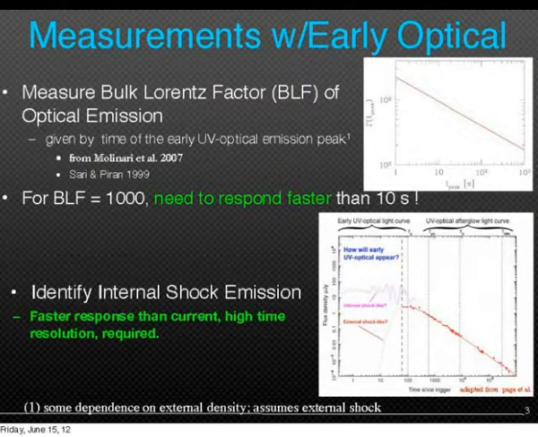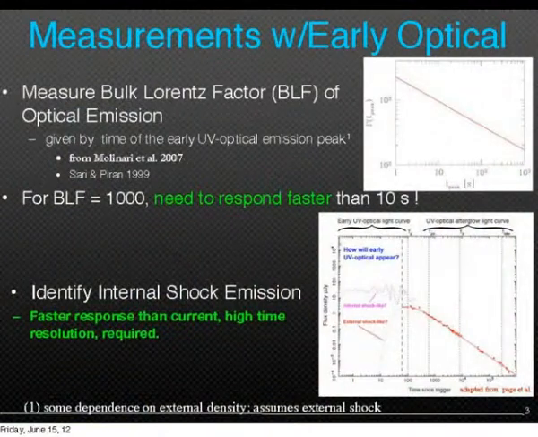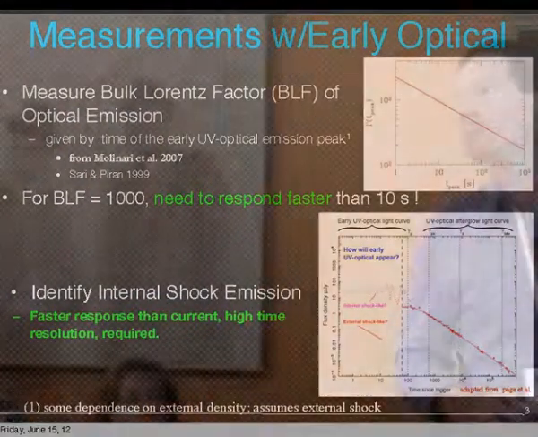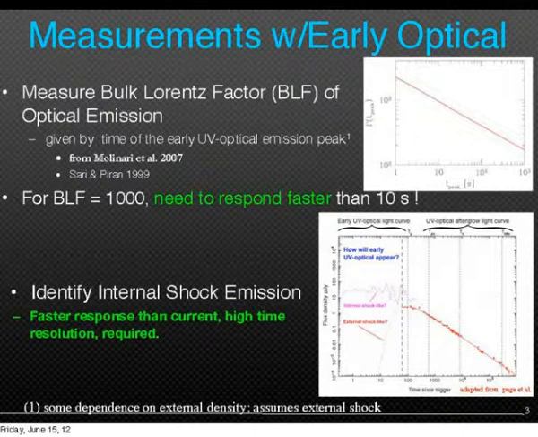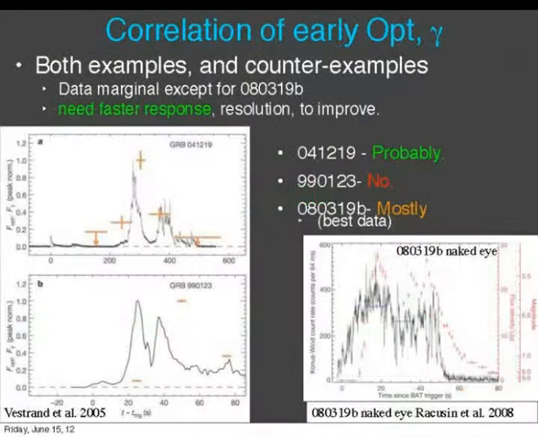For a bulk Lorentz factor of about 1,000, like the Fermi kinds of values, you need to respond faster than 10 seconds. Again, that's why we have this very fast response system. You can identify if the origin of the prompt optical emission is internal shock or not by looking at whether it looks like a gamma ray burst. Is it this very quick thing? Or does it look like this smooth, nice thing that comes up like that? Some of them we've seen look like either one so far. And you must have a much faster response with much faster time resolution than we have now to do this.